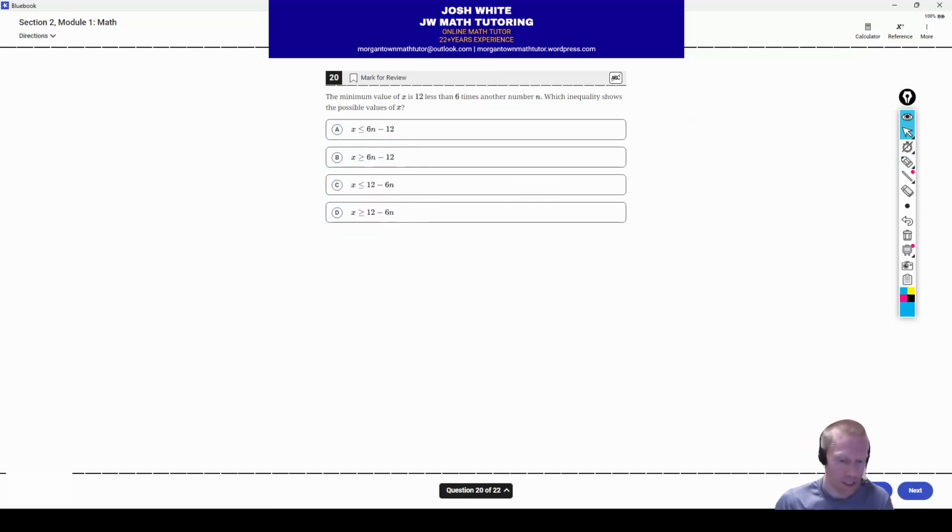All right, question number 20. They give us a description here in words, and they want us to construct an inequality which matches this. On this one, we want 12 less than, so we're going to be subtracting 12 from something. Right off the bat, I know these two are wrong because 12 less than means we're taking 12 away. 6 times a number. So we're taking 12 away from 6n, and the minimum value of x is equal to this. So the smallest value of x.